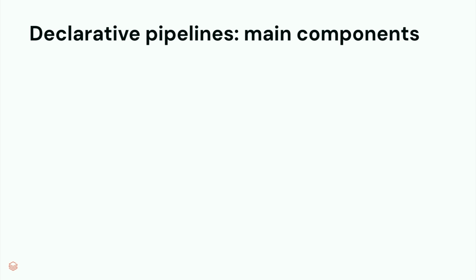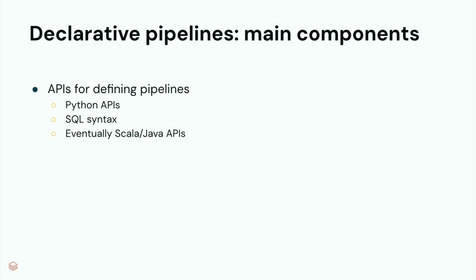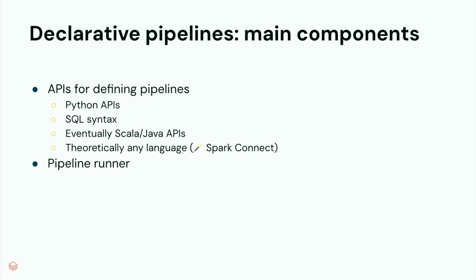Declarative Pipelines has two main subcomponents. The first is a set of APIs for defining pipelines. These APIs are built on top of Spark's APIs. The initial APIs that we're working on are Python and SQL, but we want to add Scala and Java soon after. Through the magic of Spark Connect, we'll also be able to support APIs in any language that has a gRPC client. And then the second main component is the pipeline runner. It takes a set of files which define a pipeline, runs analysis across all of them, and executes them. So let's start by talking about the APIs and the core concepts that they model.